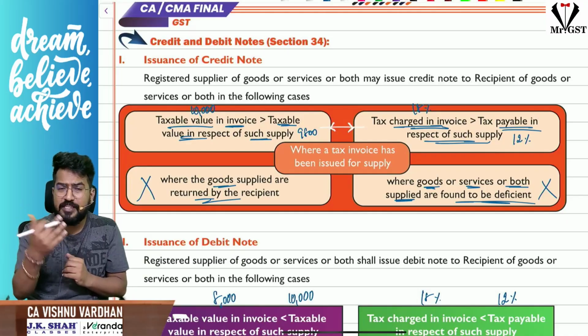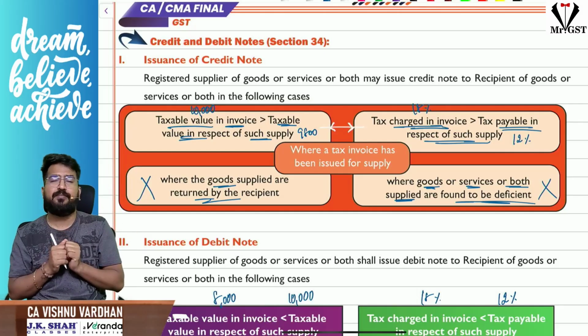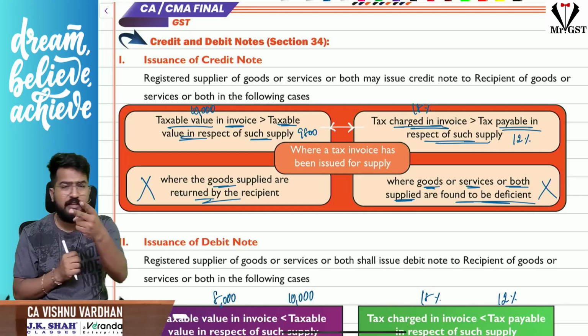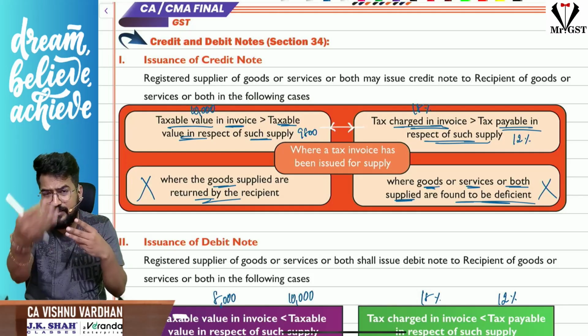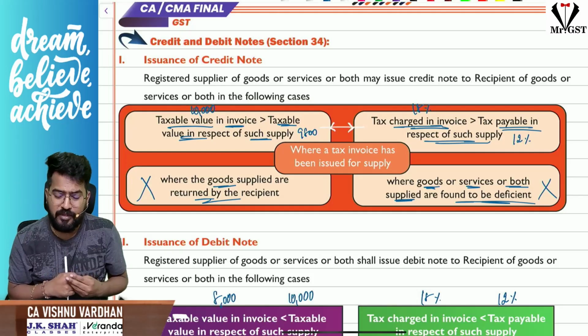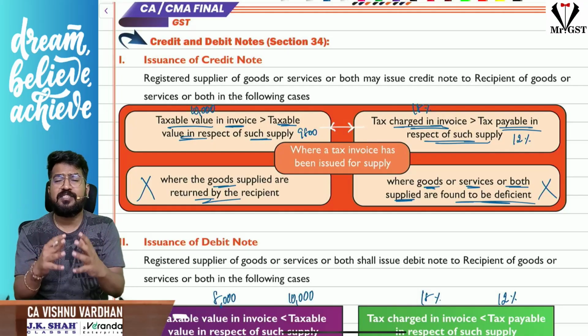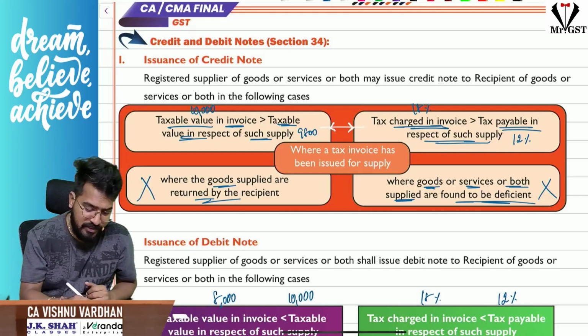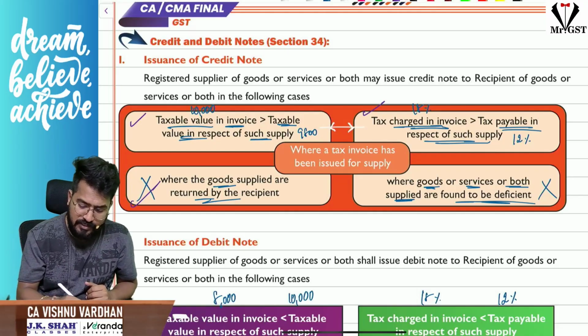Now with respect to that, if he wants to reduce the value of supply, then he will go with a credit note. Or if he wants to reduce the tax liability of the supply, then he will issue a credit note. Or when there are sales returns, then he will issue a credit note. Or when goods or services supplied are found to be deficient, then he will issue a credit note. Those are the cases where we will issue a credit note, correct?